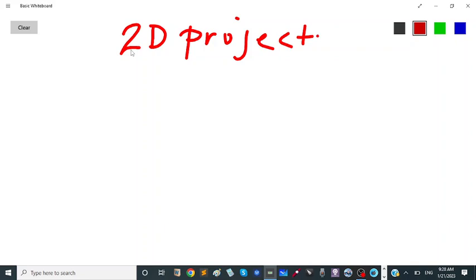Hello guys, today I wanted to show you some important two-dimensional projectile motion. Okay, two-dimensional, 2D projectile motion. I'll show you the derivation. Okay, how can we derive the projectile motion formula?